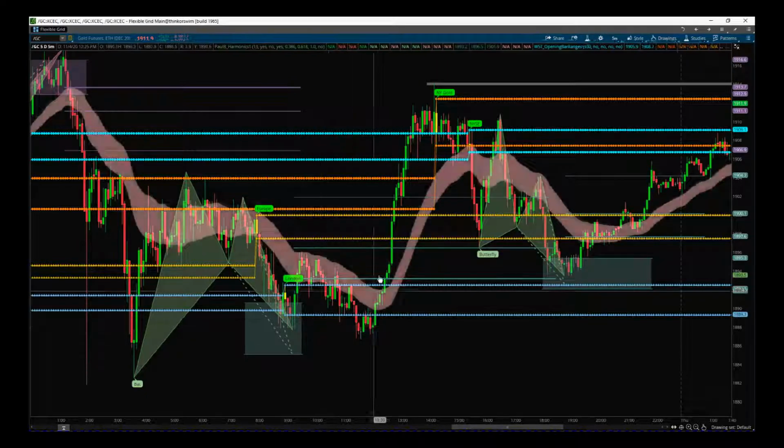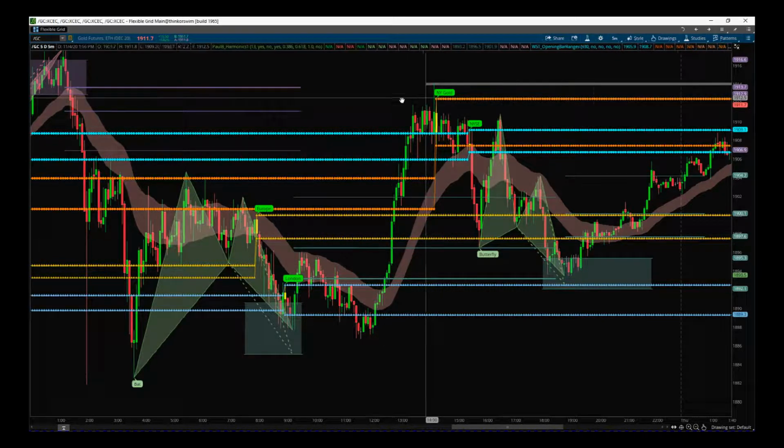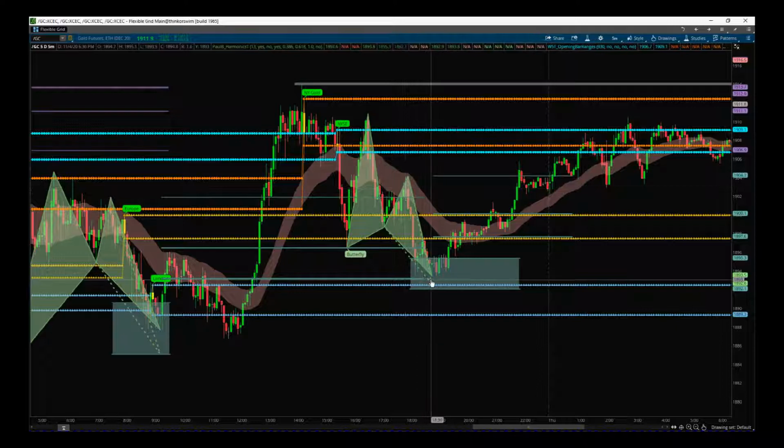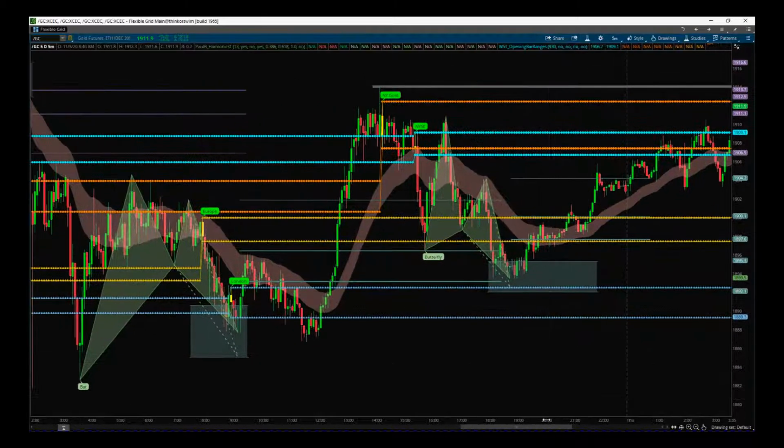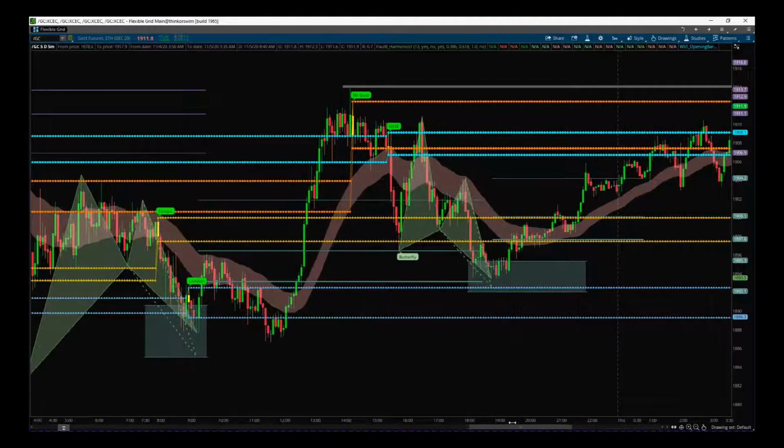Okay, and then we had the big move up during the European afternoon, and then we got another one in the US session as well. So really powerful, very strong, especially on the 5-minute time frame for gold.